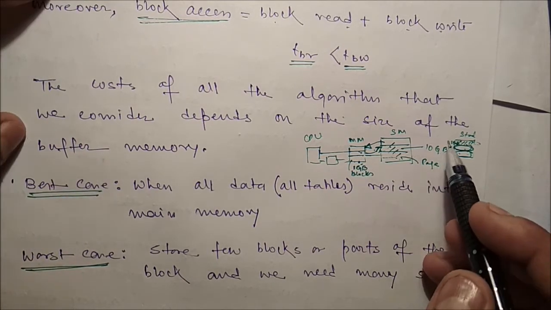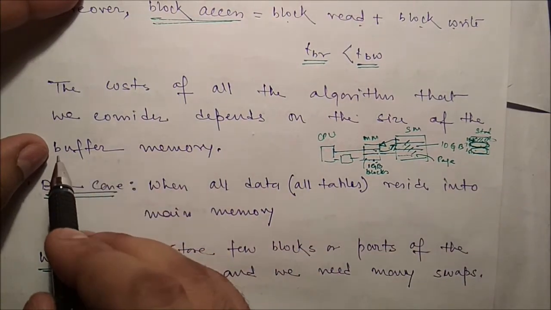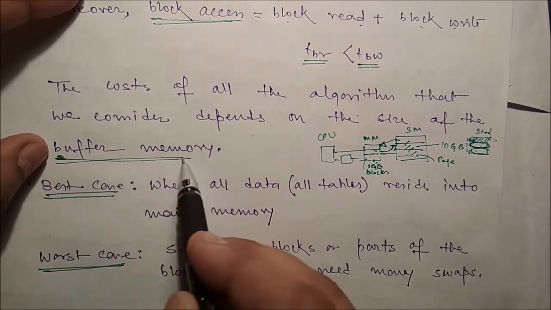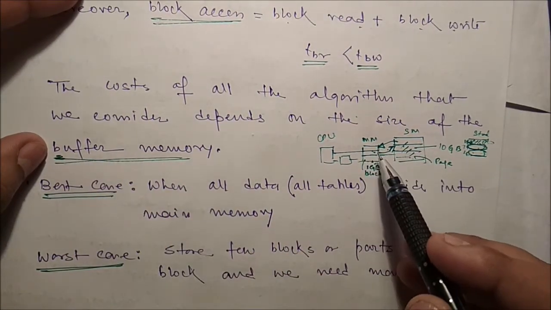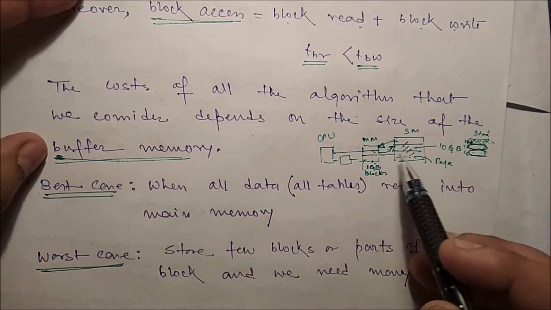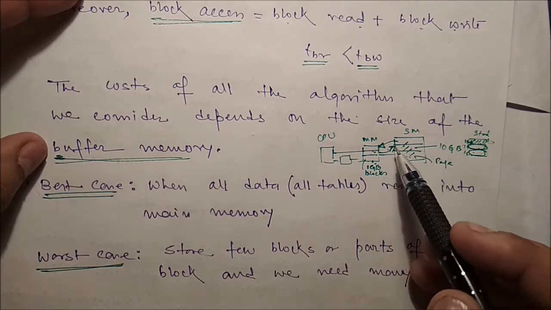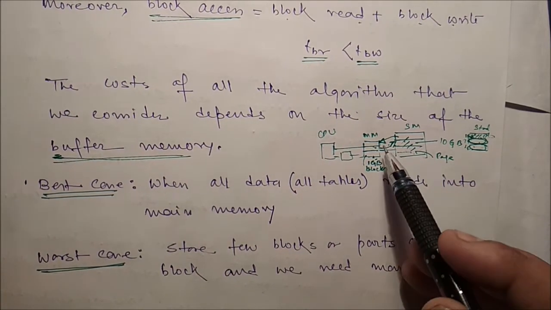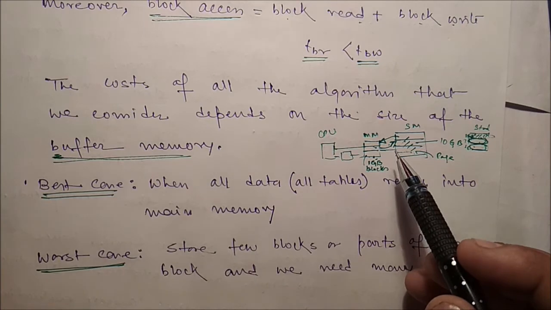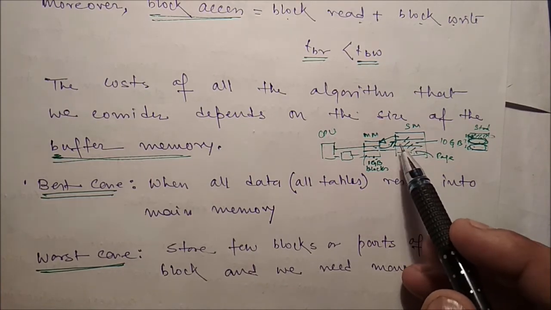That means it depends upon the buffer memory or the main memory size. If the main memory size is very high, the number of swap in and swap out operations can be reduced. So it is reduced if the memory size is high. Are you getting this one?